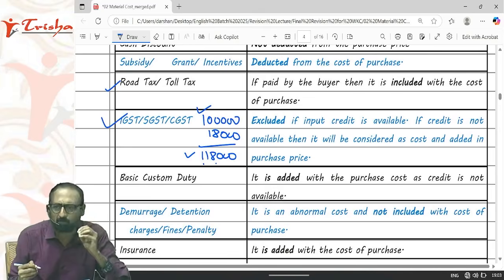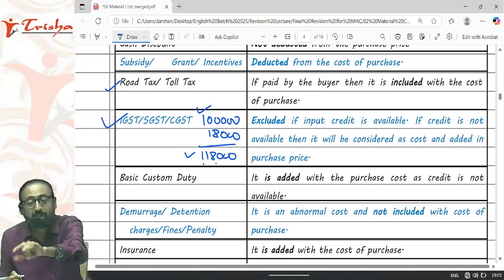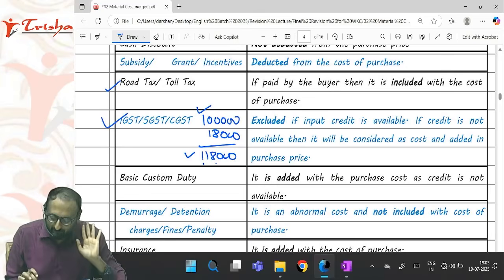Sir, one very important question, not asked till date. It can be in your examination. Everyone please concentrate.